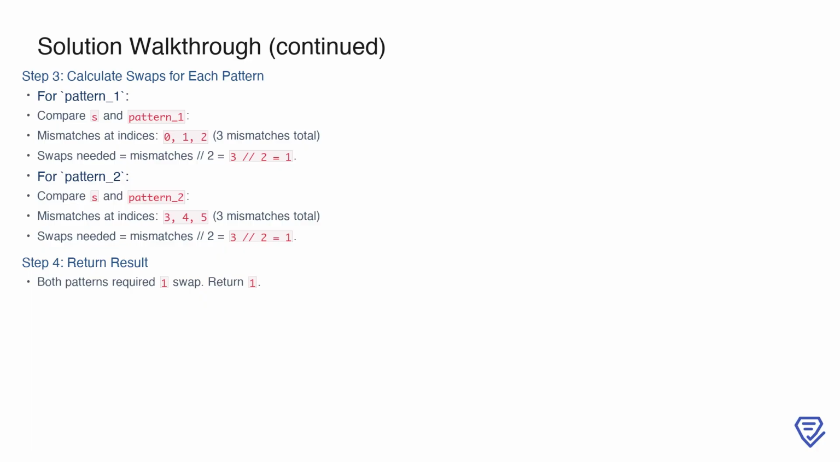Next, for pattern_2, which begins with a 1, we find mismatches at indices 3, 4, and 5. Again, we have 3 mismatches, which also require 3//2 equals 1 swap. Since both patterns require exactly 1 swap, the minimum number of swaps is 1. Therefore, we return 1 as the result.